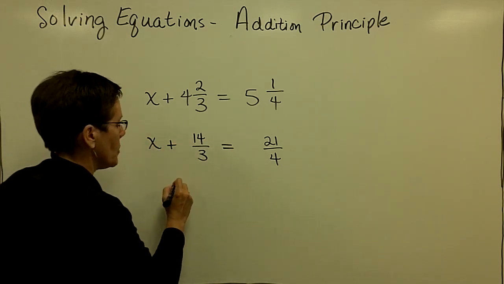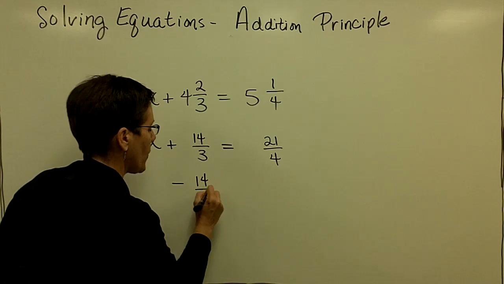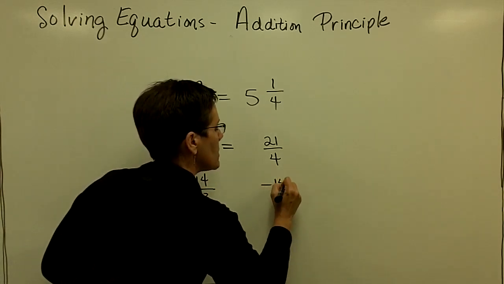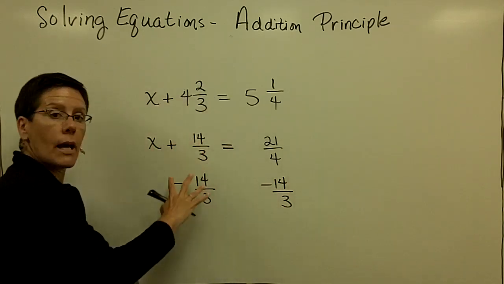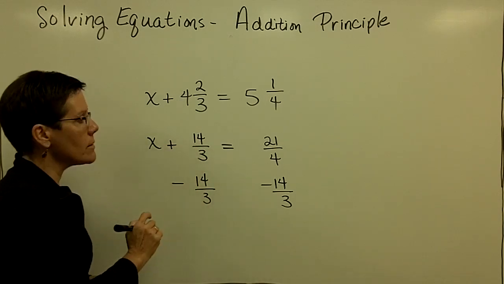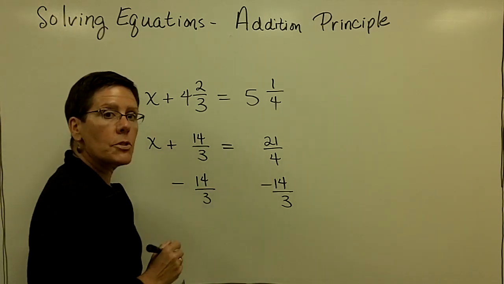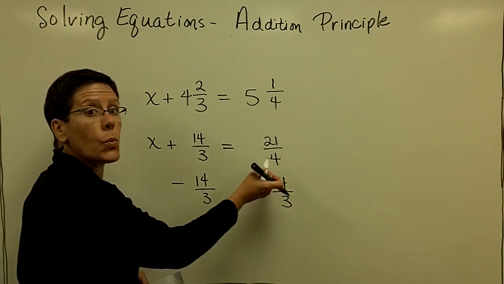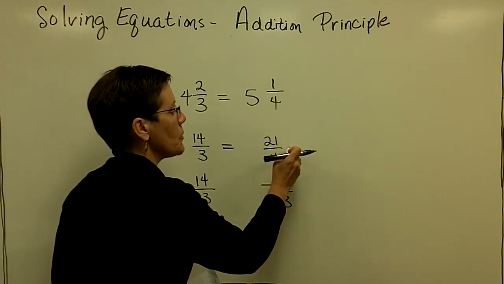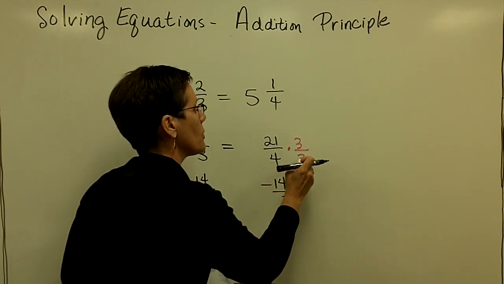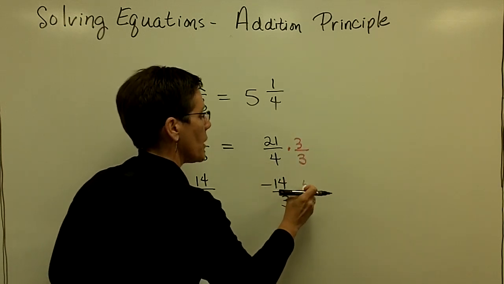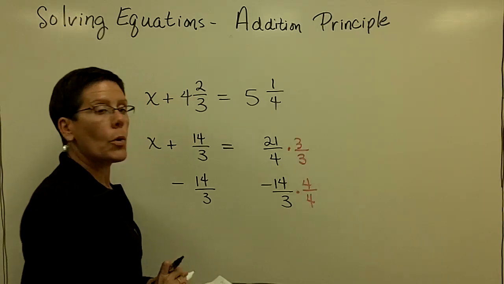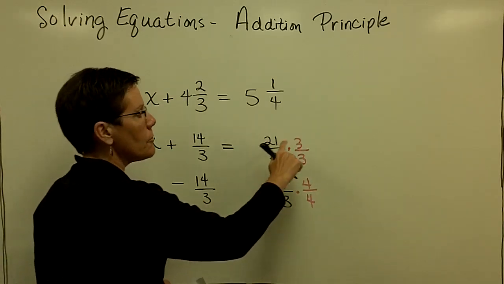And now what I'm going to do is I'm going to subtract 14 thirds from both sides of this equation because I want to isolate x and get x alone. These cannot be subtracted because they do not have a common denominator. The common denominator is a 12. So I'm going to multiply this fraction by 3 over 3, and I'm going to multiply this fraction by 4 over 4, so they both have a denominator of 12.